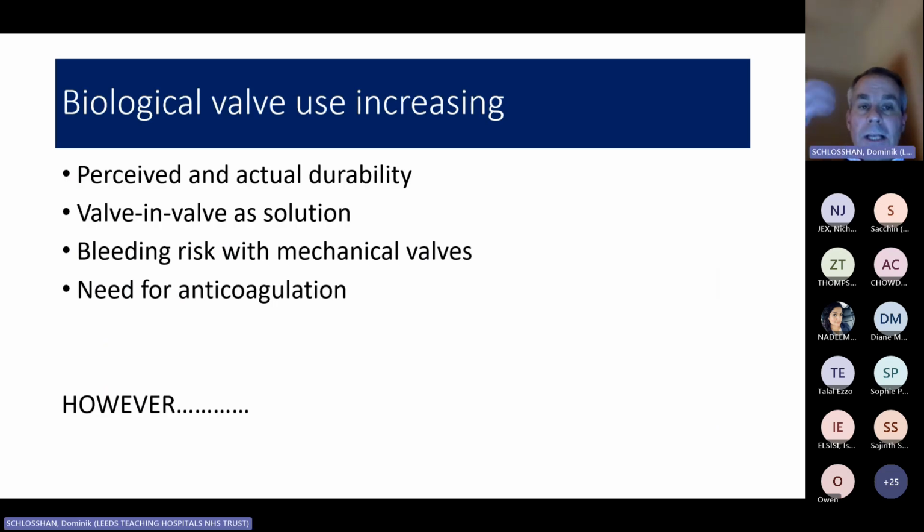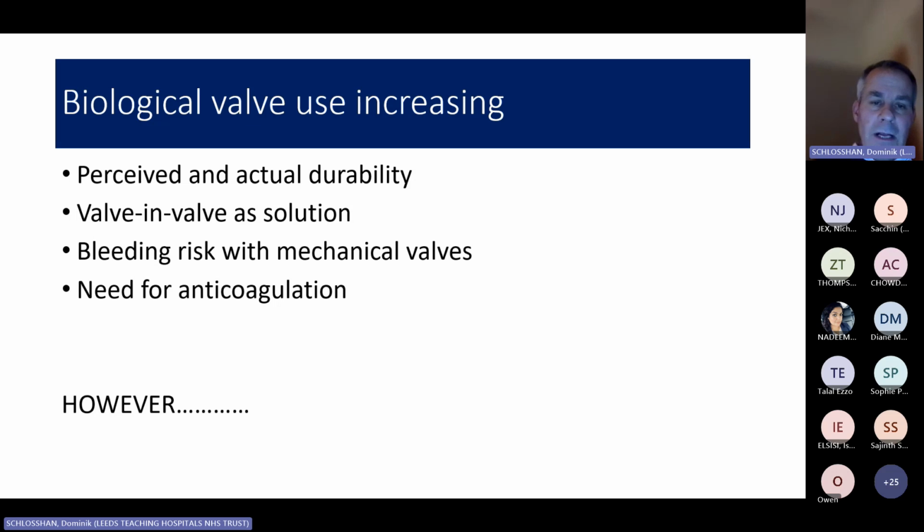So biological valves are increasing, and it's interesting, countrywide down south they're significantly increasing in younger patients between 50 and 65. Is that a good thing? People might say, well, of course it's a good thing. You don't need warfarin. You have a tissue valve, and you can always treat it later on. But is that really correct?